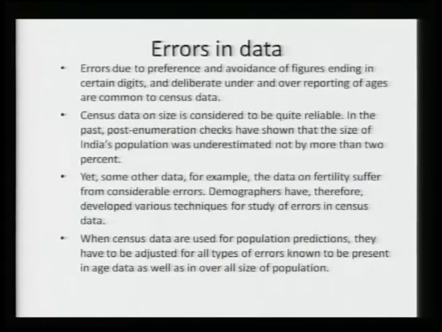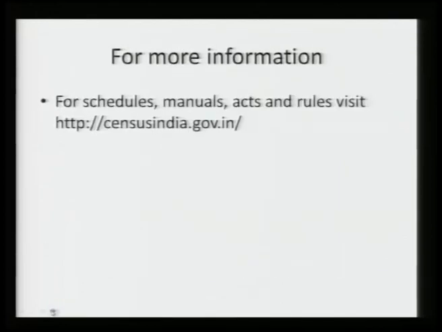Data on fertility, for example, suffers from errors. So, the estimate of total fertility rate from census would not be accurate, and demographers therefore develop various analytical, statistical or mathematical techniques for estimating total fertility rate more exactly using census age distribution or data on number of children. When census data are used for population predictions, they have to be adjusted for all types of errors known to be present in the age data as well as in all other items or other contents of population.